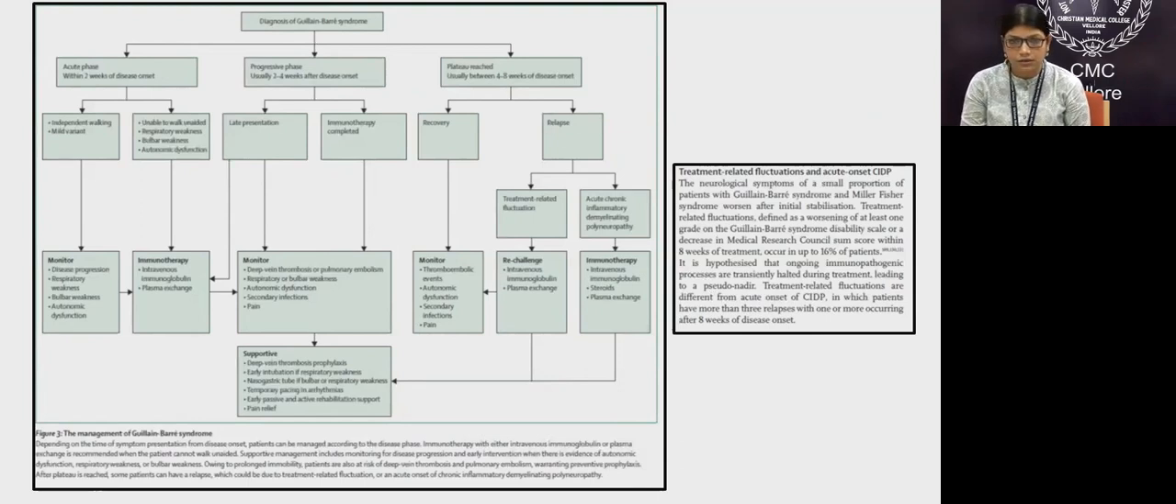Then that is called the treatment-related fluctuation, and is often treated with another course of IVIG or plasma exchange. The other differential to consider at this time, if they have relapsed, is an acute onset CIDP, which is seen in a very small proportion of GBS patients, up to 18%. In that case, in addition to IVIG or plasma exchange, steroids can be given.